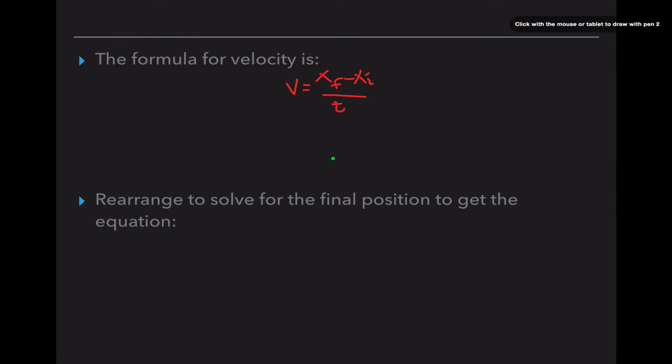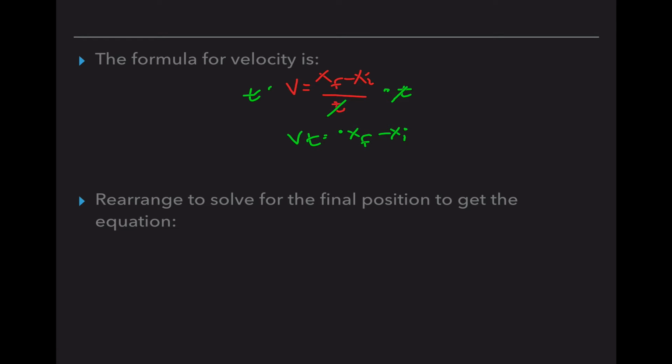So underneath, I'm going to start the rearranging. In order to isolate xf, or the final position, we need to get rid of this t from the denominator. So we're going to multiply both sides by t. And these two cancel out, and that leaves us with v times t equals xf minus xi.